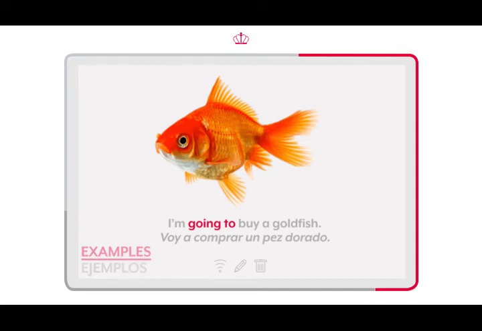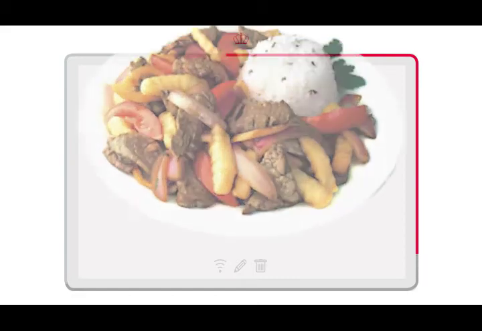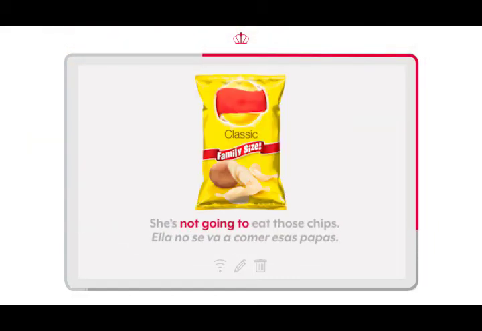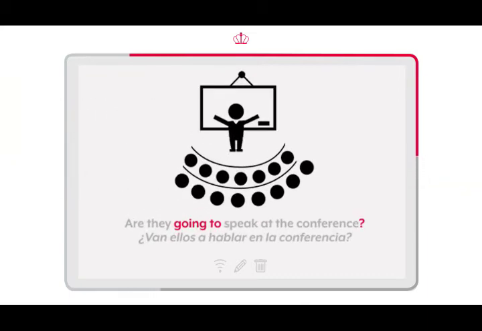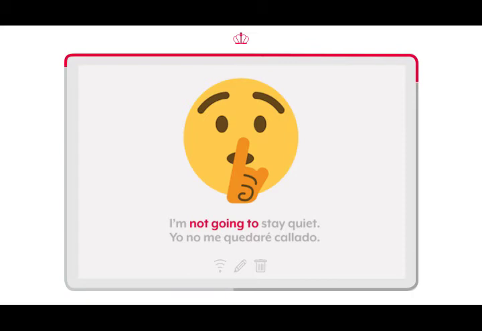I'm going to buy a goldfish. Voy a comprar un pez dorado. He's going to give spicy food. Él va a dar comida condimentada. She's not going to eat those chips. Ella no se va a comer esas papas. Are they going to speak at the conference? ¿Van ellos a hablar en la conferencia? I'm not going to stay quiet. Yo no me quedaré callado.